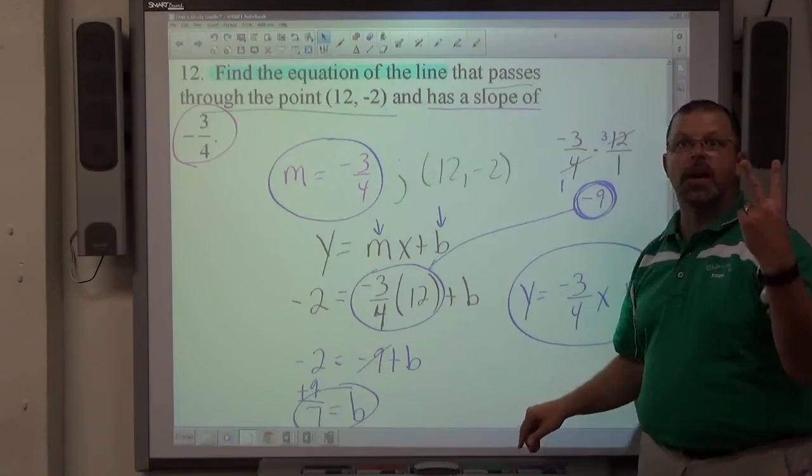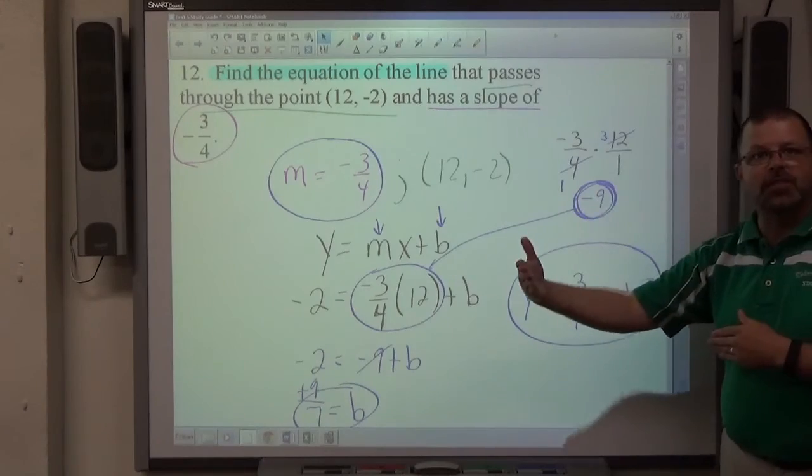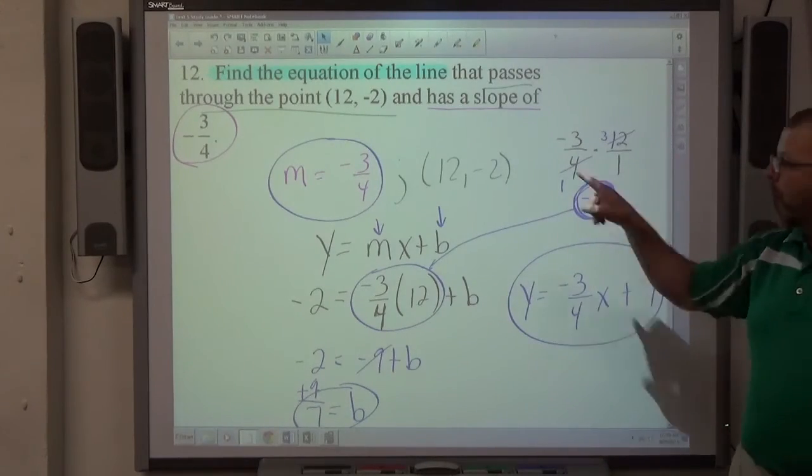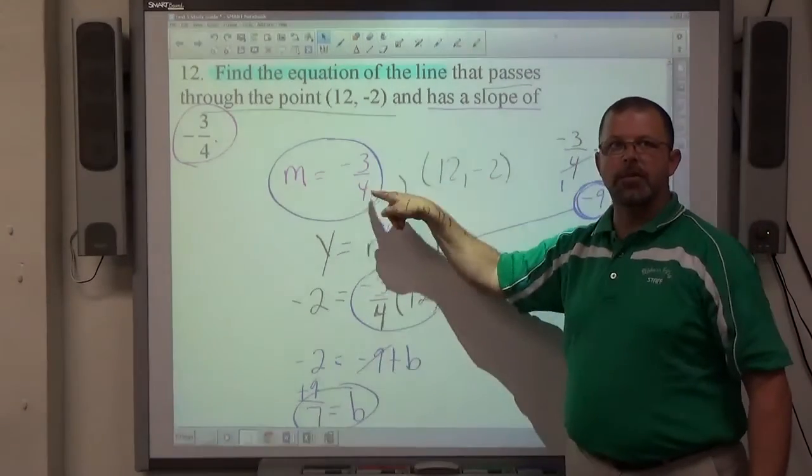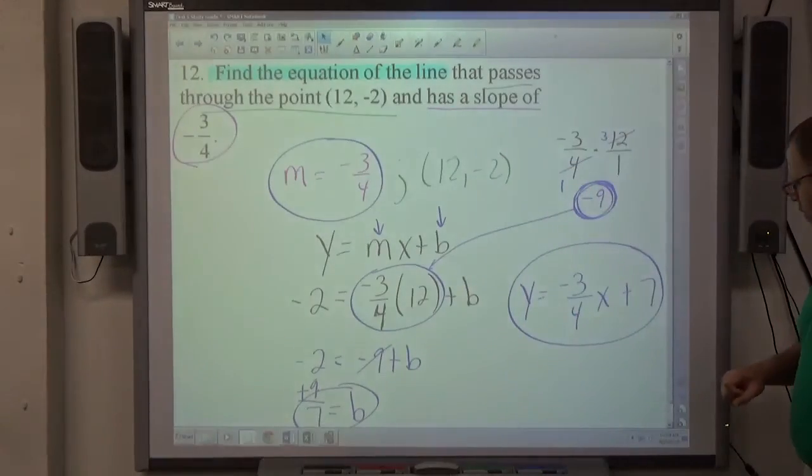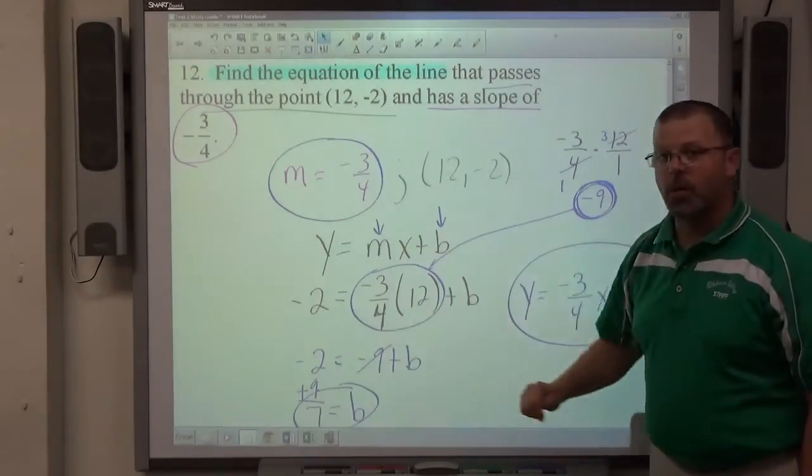Okay, so there's 2 problems finding the equation of a line. One, you have to find the slope. The other one, the slope's just given to you. Both problems go through this process where you have a slope and a point, and you have to find the y-intercept.